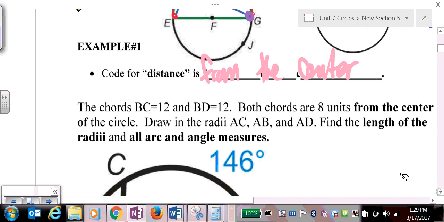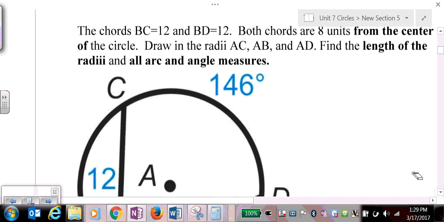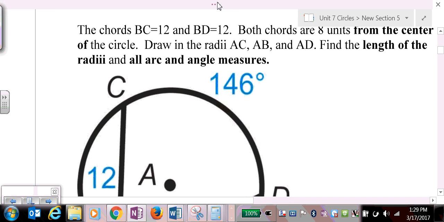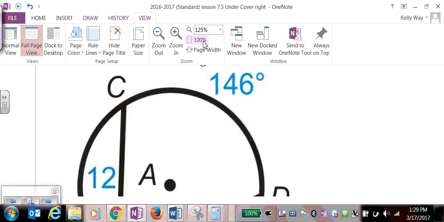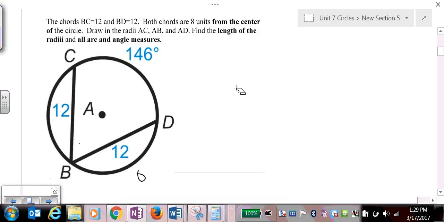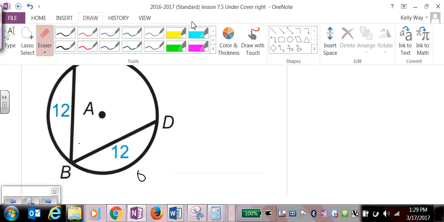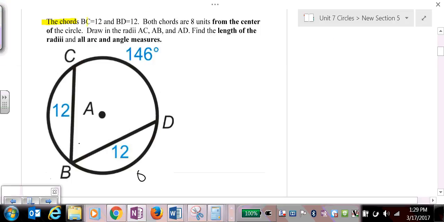All right. Let's do three problems together. I'd like you to take that little paragraph, read it and label it. Don't figure anything out. Just read it and label it. Go. Let's see if you label properly.